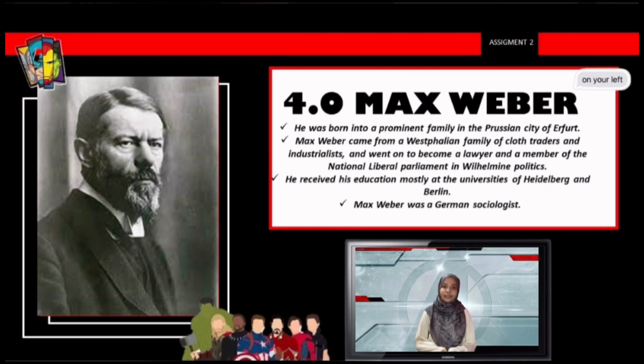So, his name is Maximilian Karl Emil Weber. He was born into a prominent family in the Prussian city of Erfurt. He came from a Westphalian family of cloth traders and industrialists, and went on to become a lawyer and a member of the National Liberal Parliament in Wilhelmine politics. After that, Max Weber received his education mostly at the University of Heidelberg and Berlin. He was a German sociologist.